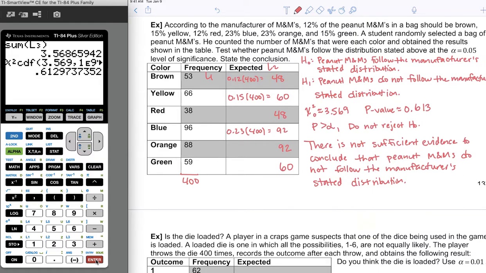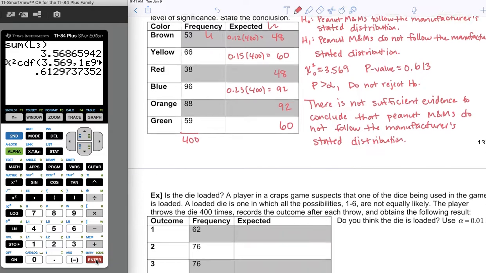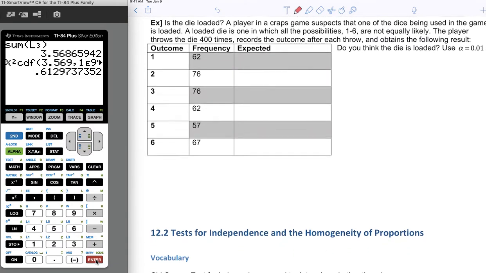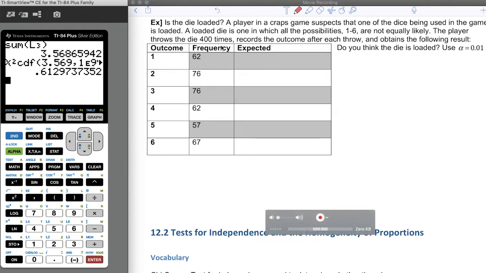Let's try just one more example for the goodness of fit test. Make sure we can solidify this process in the calculator. Is the die loaded?